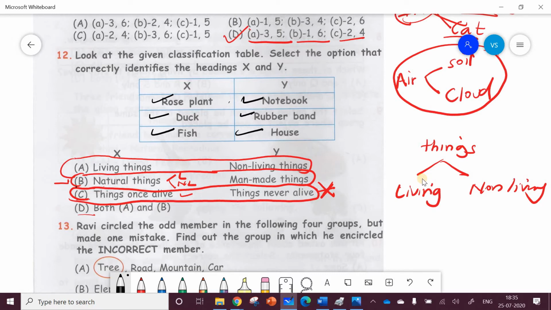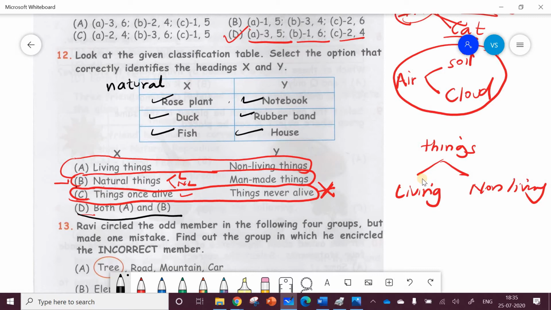Alright, but here what are we talking about? Only we want one option. But see, the thing here is we have a fourth option as well. Let's go to the fourth option also. Both A and B. They are giving you this answer as well. So now which one do you think is the answer? Because if you see, these are all natural things, which is true. The B is the wrong answer.